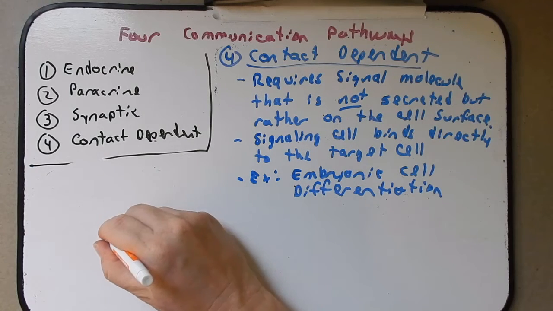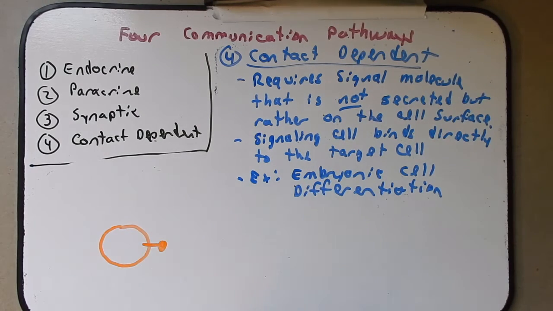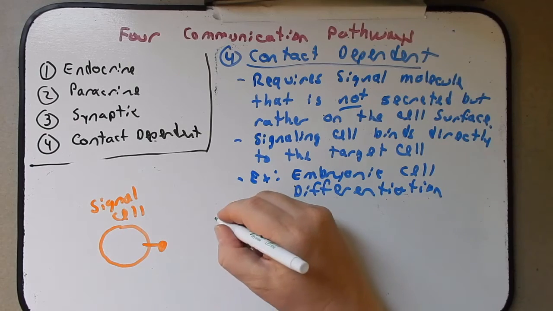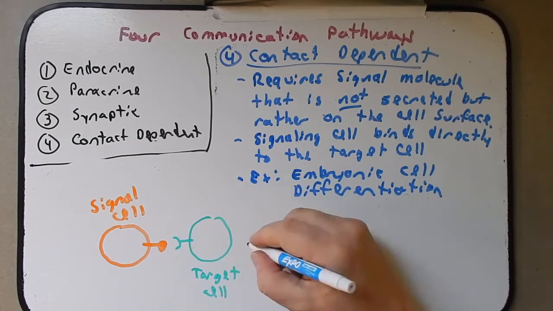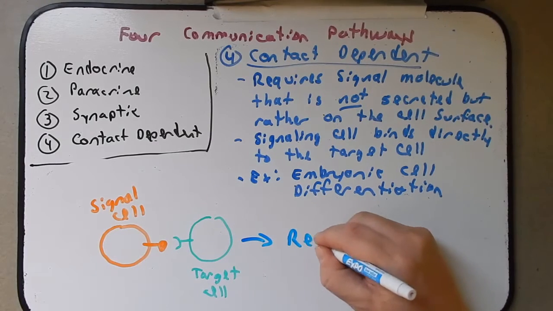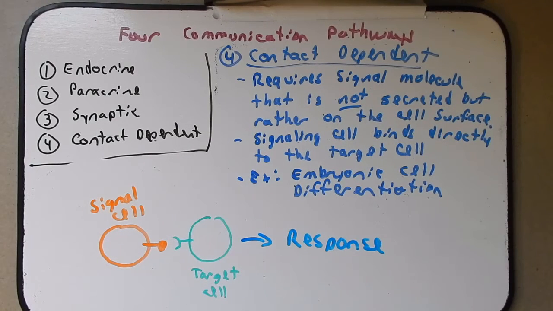So here we will have our signaling cell that has a signaling molecule attached to it, and it will bind directly to a target cell, which will lead to a response. Next, I'm going to spend a little bit of time talking about receptors and signals and how they interact.